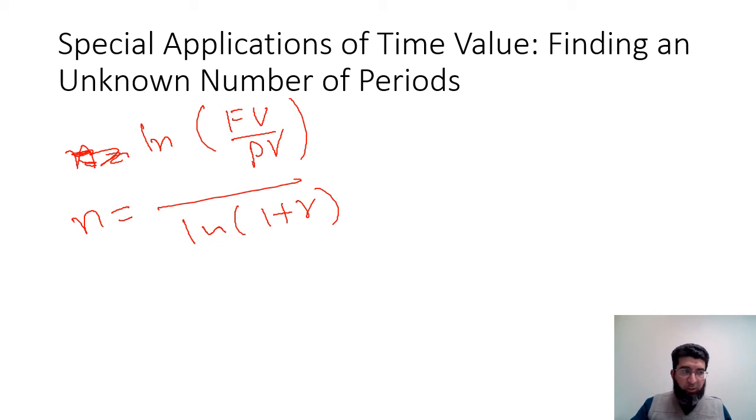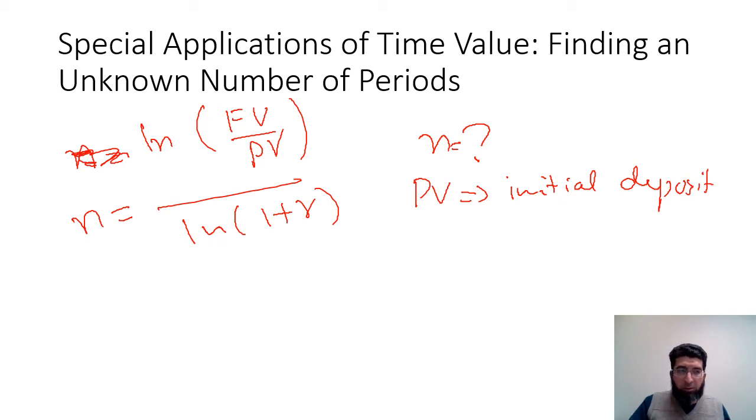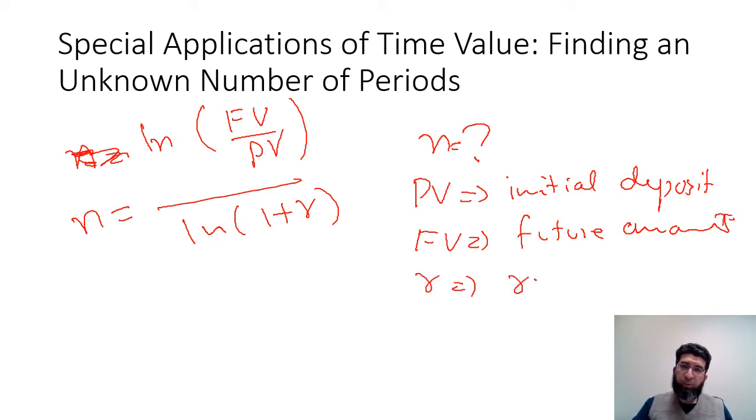This is the idea. The simplest case would be when a person wishes to determine the number of periods n it will take for an initial deposit to grow to a specified future amount, given an interest rate R. And we can do an example.